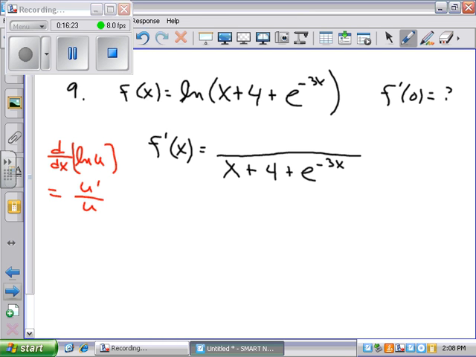So what's the numerator? What's the derivative of x plus 4 plus e to the negative 3x? It's going to be 1 minus 3e to the negative 3x. Because the derivative of x is 1, the derivative of 4 is 0, and the derivative of e to the u is e to the u times u prime, which is negative 3. All right, now we're just going to plug in 0.